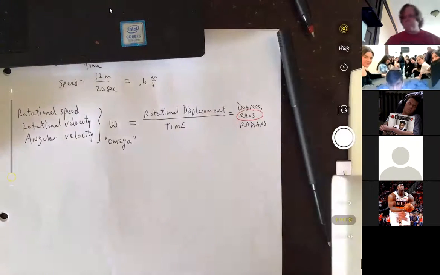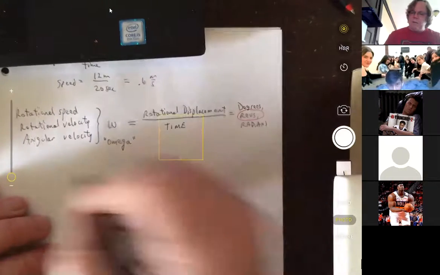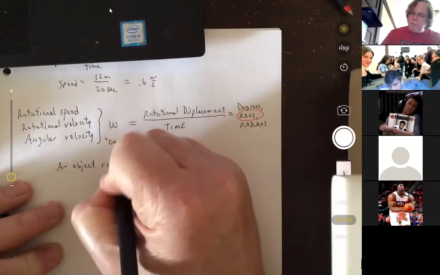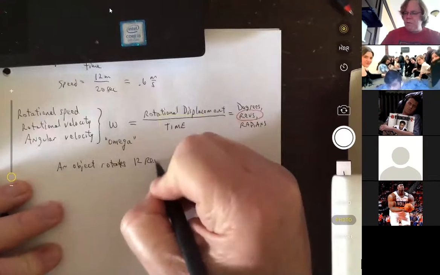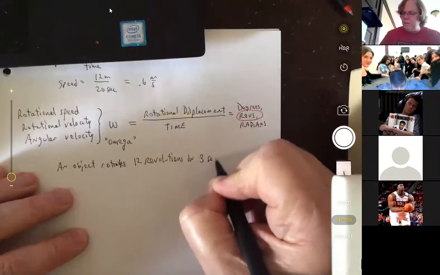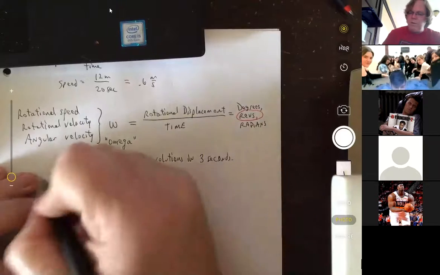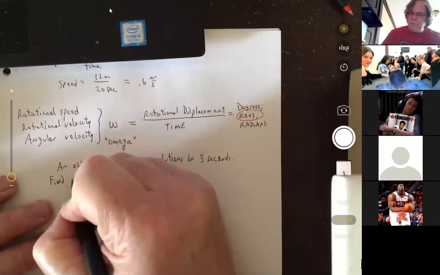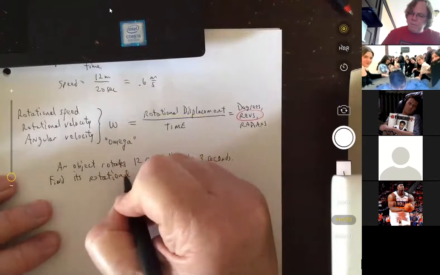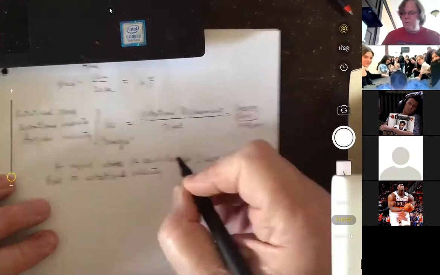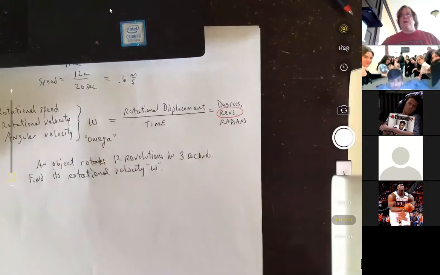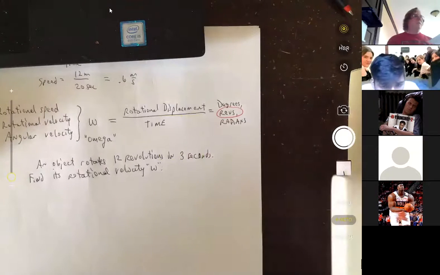Okay, so let's go ahead and do a really quick one. An object rotates 12 revolutions in 3 seconds. Find its rotational velocity, omega. Hey, everyone, give that a try. What's the rotational velocity?